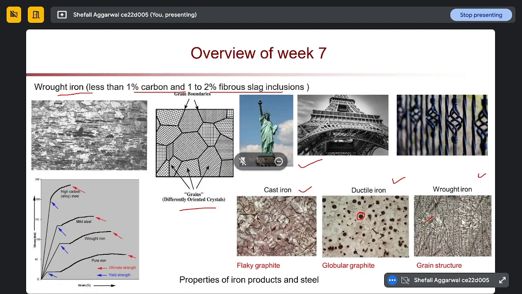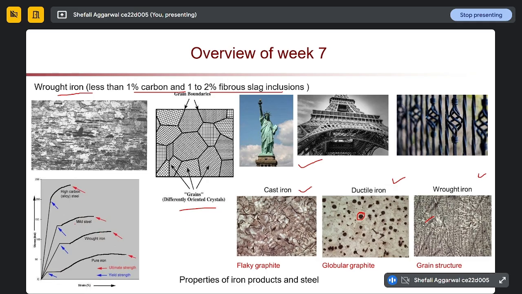So this is another curve. This is a stress strain curve for different types of iron. If we talk about pure iron, as we say the pig iron, where we are not adding anything else, in that case our strength is very low. And if we increase the carbon content, if we have almost 1% carbon along with some slag, that is wrought iron, our strength is increasing.